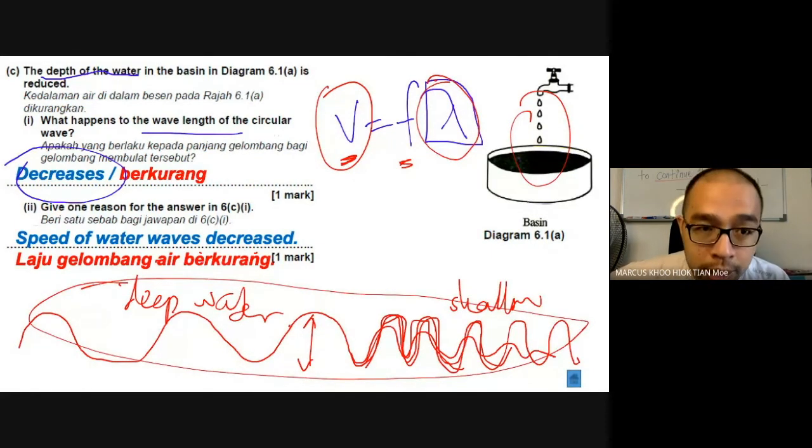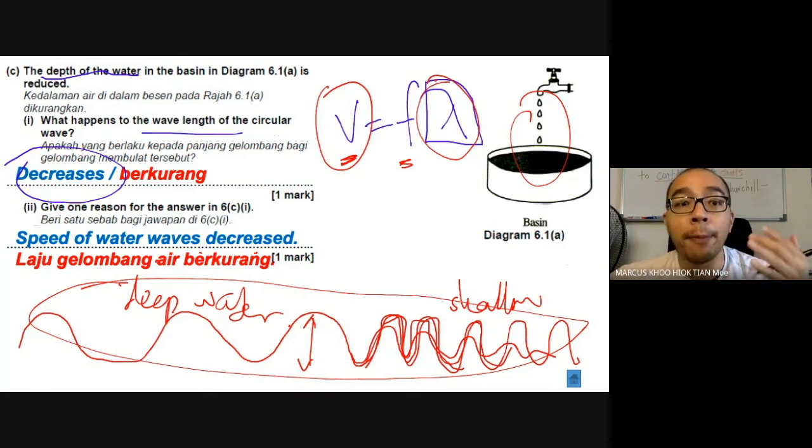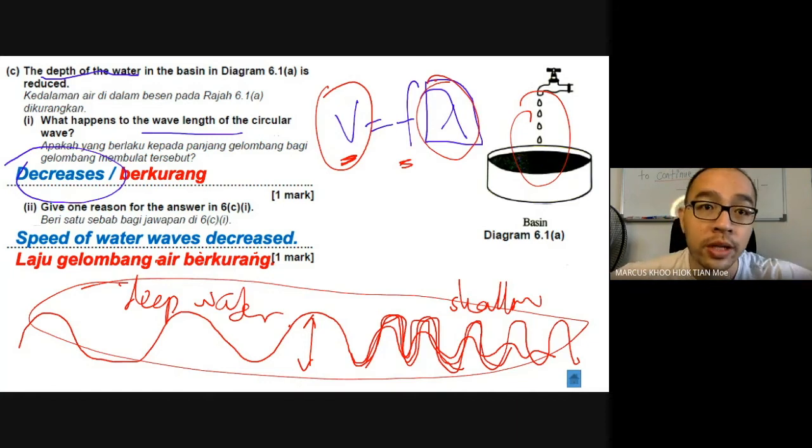In deep waters, the speed of the wave is much faster. In shallow waters, the speed of the wave is much slower. That's why when you stand at the beach, it is safe to stand at the side of the beach, because the waves that are coming in are pretty slow, as compared to if you go into the deep water. The speed of the water waves decreases because of the shallowness of the water.